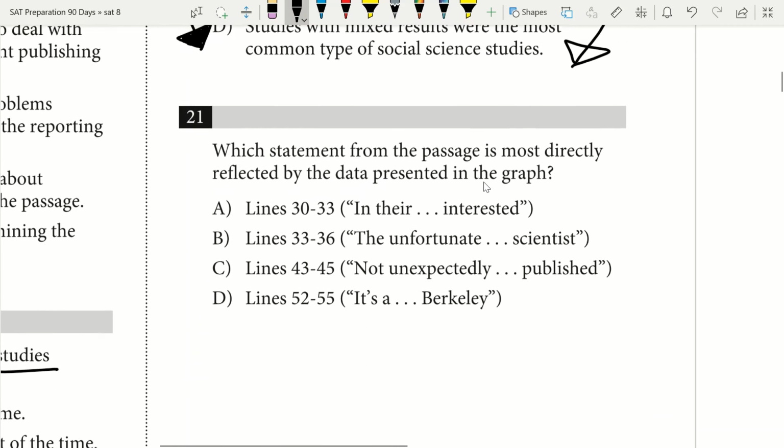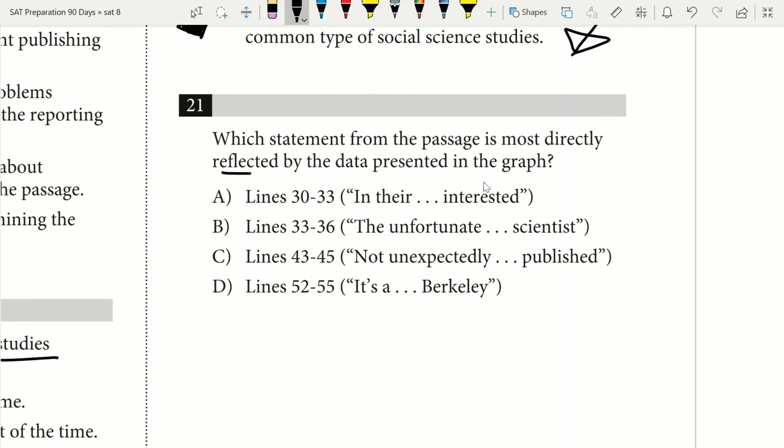All right, so now we got question 21. Which statement from the passage is most directly reflected by the data presented in the graph? In this case, obviously you haven't read the passage, but I can give you a brief overview real quick. This passage was pretty much saying that if you have data that yields strong results, it's a lot more likely to be published.